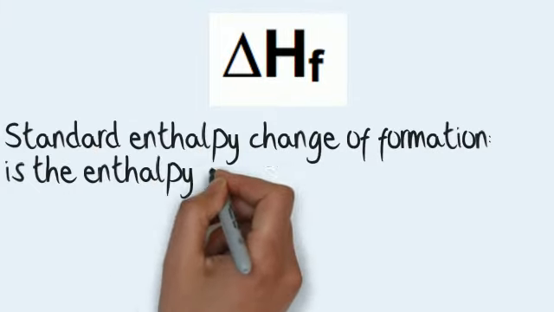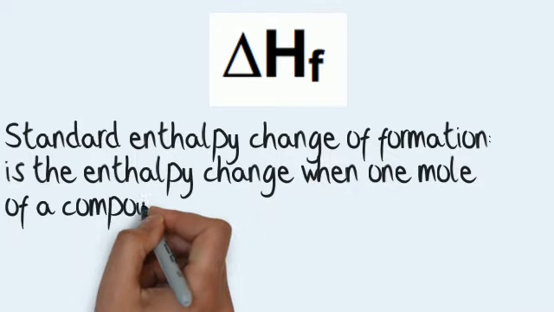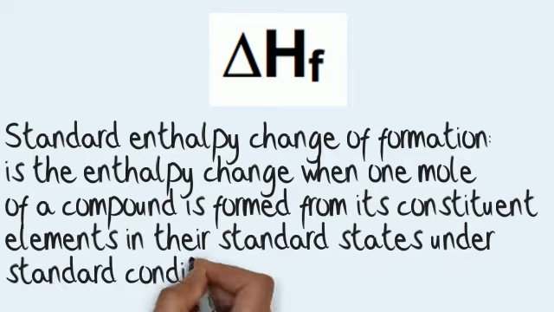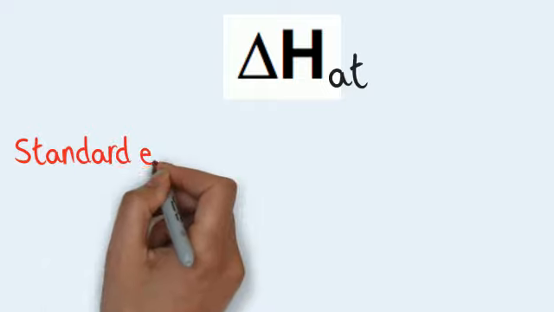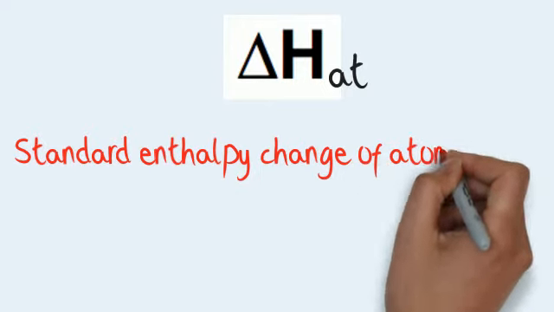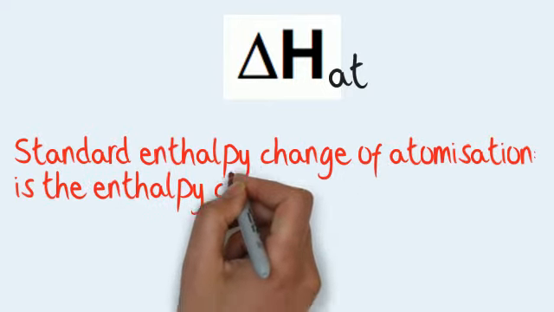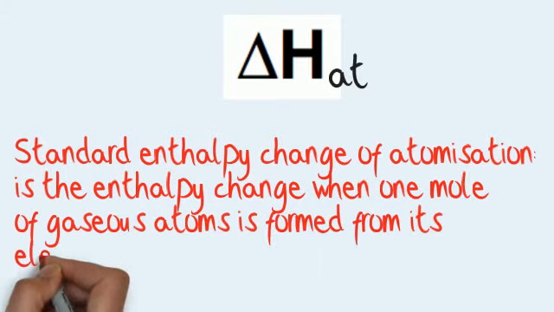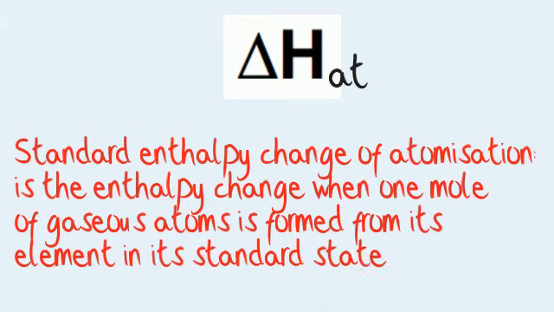The standard enthalpy change of formation is the enthalpy change when 1 mole of a compound is formed from its constituent elements in their standard states under standard conditions. Standard enthalpy change of atomization is the enthalpy change when 1 mole of gaseous atoms is formed from its element in its standard state.